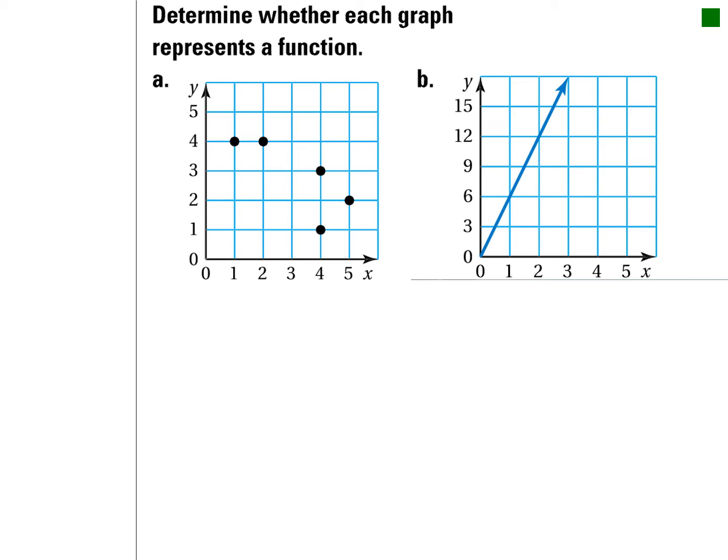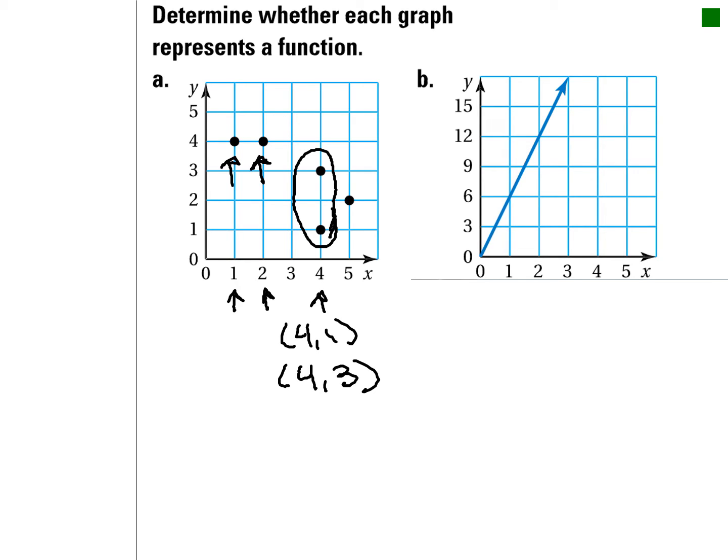Now when we look at graphs, you'll see that the x value in that first graph, 1 has one output, 4. 2 has one output, 4. But when you get over to 4, you'll see it has two y values, a 1 and a 3. Those 2 points are vertically aligned one above the other, so you can tell that this is not a function. One input, in this case 4, has two outputs.